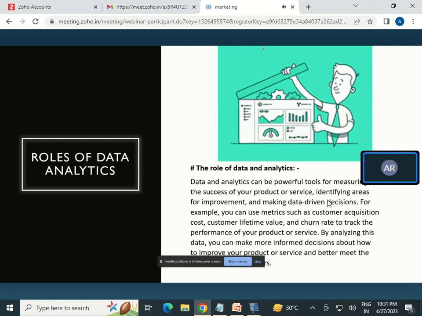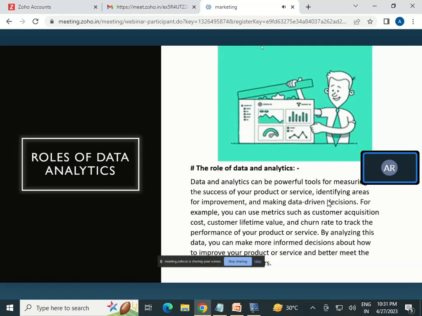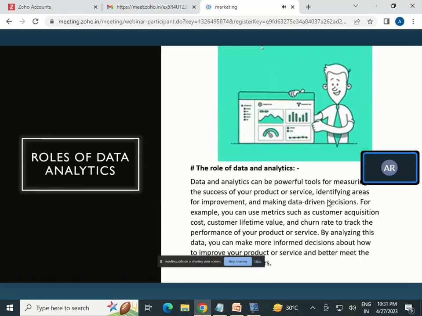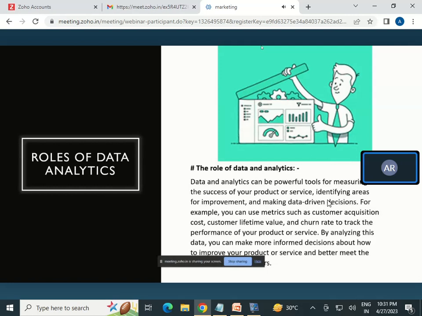So data and analytics can be a powerful tool for measuring the success of your product or service, identifying areas for improvement. What you will achieve after doing the analysis, of course, is that you will identify the areas for improvement, which area you need to work on, and making data driven decisions, right? The term data driven decision is coming again, and I guess this is very clear for everybody. Any decision that you make in business that is based on the analysis of your data is a data driven decision. Very easy term, right? That's it.